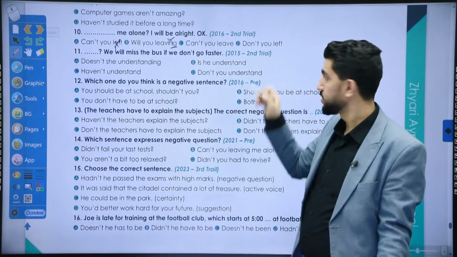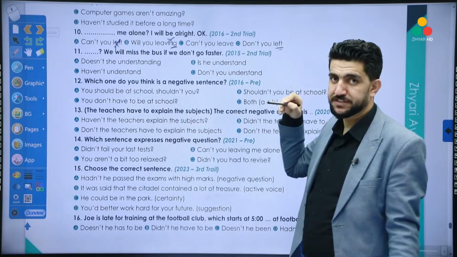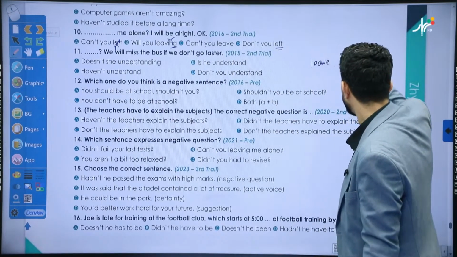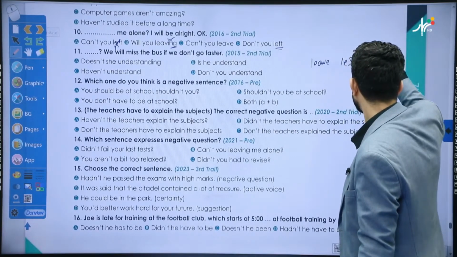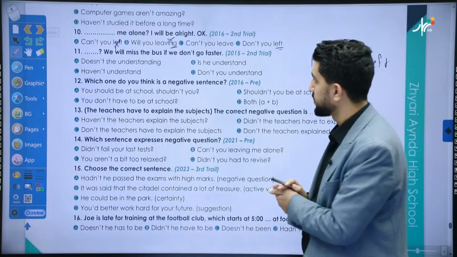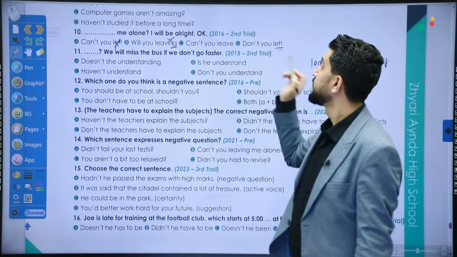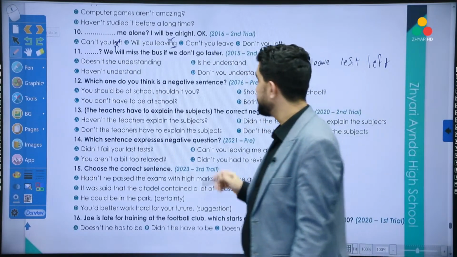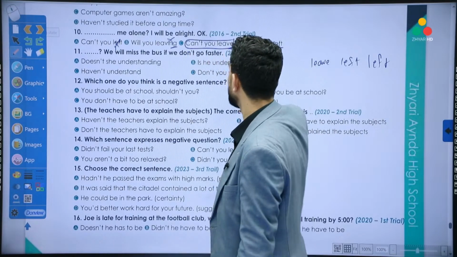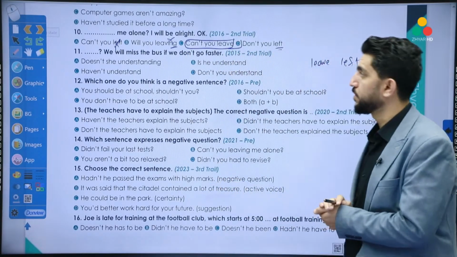Do, did, does. Always infinitive. This one is left. It's not infinitive. It's leave, left, left, right? Verb 1, verb 2, verb 3. So it would be like this, okay? So in this case, what do we say? Can't you leave me alone? Can't you, C. Can't you leave me alone? This would be the correct answer.